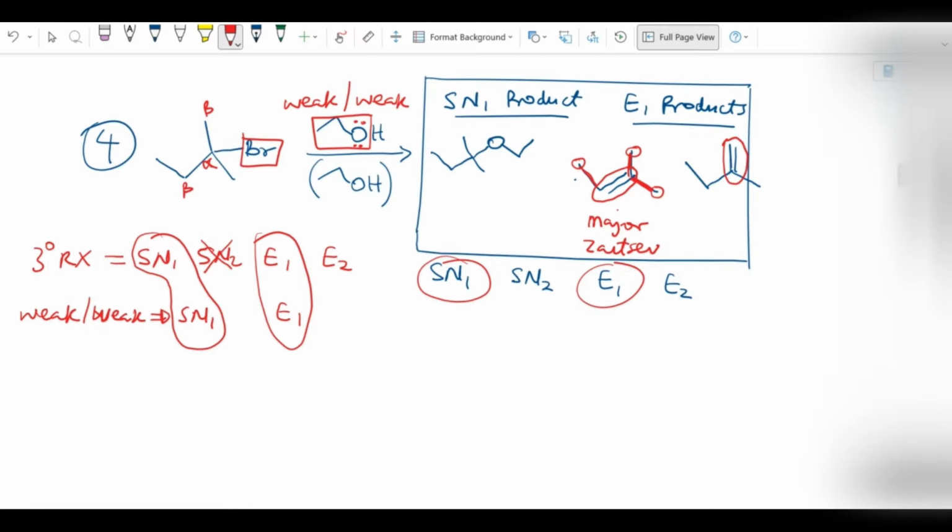This other alkene has only 2 carbons that are attached to the double bond. So it is the less substituted alkene. It is the Hofmann product. And so that will be considered our minor product.